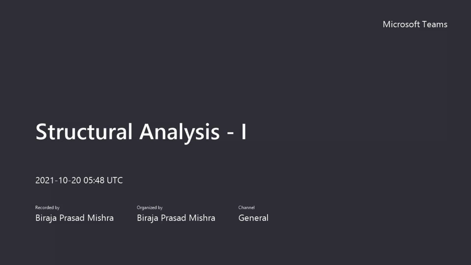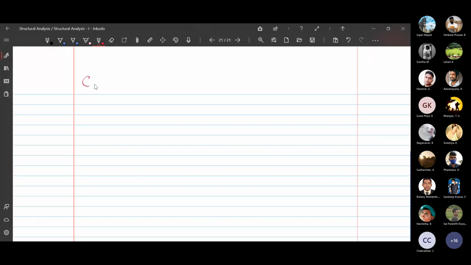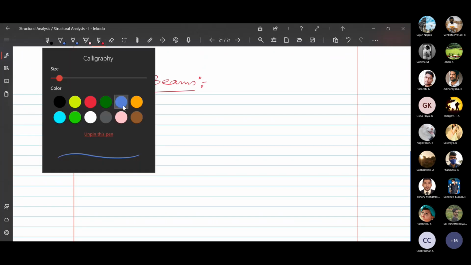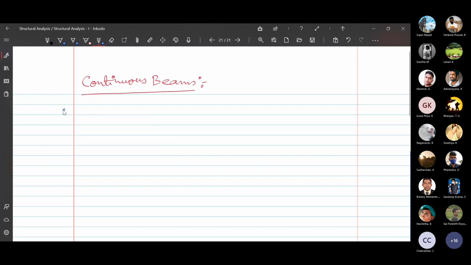Second part of your first unit, and that is called continuous beams. Okay, so all of you can take the heading as continuous beams. And as I said, continuous beam is the one. So you can take down the definition, the first definition of second part.